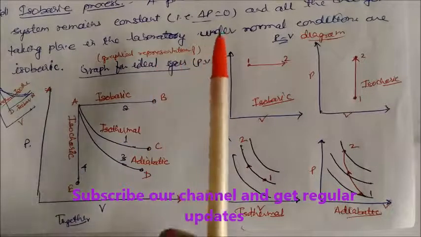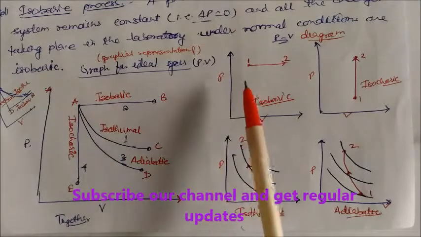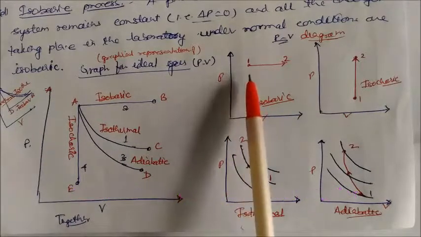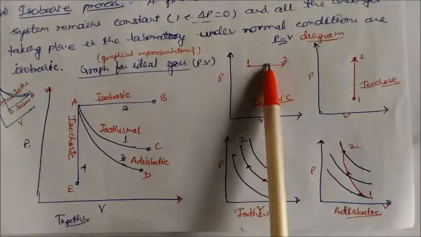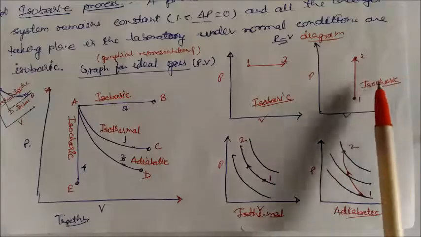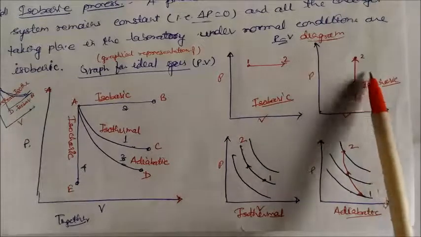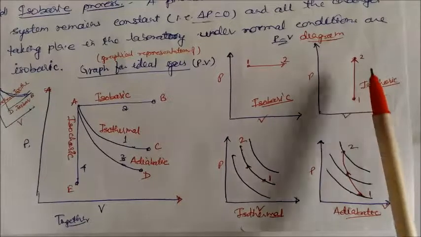Our third process is isochoric. In such a process, the volume of the system remains unchanged, meaning delta V is zero, there is no change in volume, and it is carried out in a system having rigid boundaries. So the process takes place inside one volume.